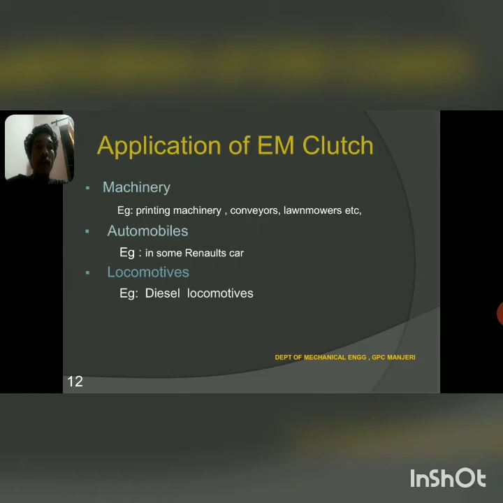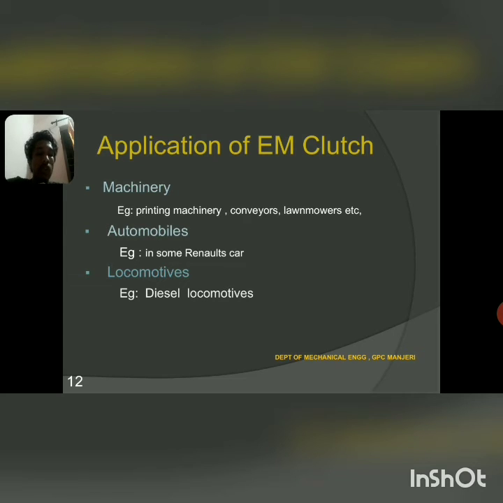Applications of the electromagnetic clutch. It is mainly used in machinery, automobiles, and locomotives. Machinery: this type of clutch is used in applications ranging from copy machines to conveyor drives. Other applications include packaging machinery, printing machinery, food processing machinery, and factory automation.